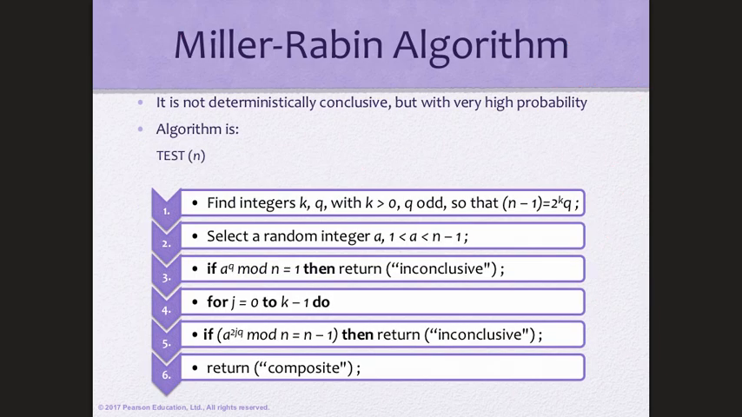Okay. So now based on that, the Miller-Rabin algorithm works as follows. If you have a value n that you want to test for its primality, then you find some integers k and q, where k is greater than 0 and q is odd, so that you end up with this. Remember? The first representation. And then you select some random integer a, which is greater than 1, less than n minus 1. And you start testing as follows.